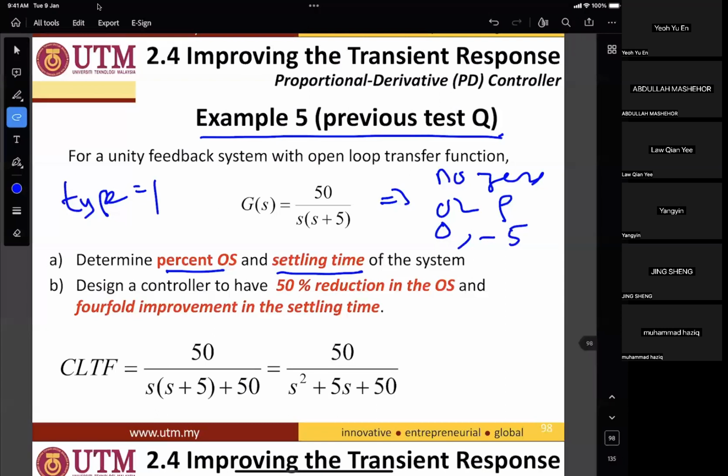So determine the overshoot percentage and determine the settling time of the system. Design a controller to have a 50% reduction in the OS and a fourfold improvement in the settling time. So meaning that the new OS, do you understand this sentence?